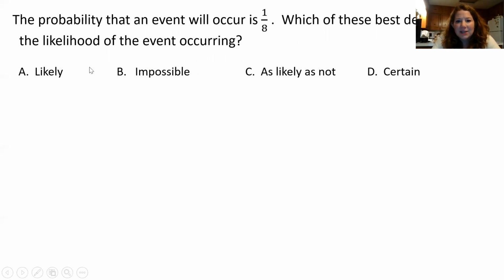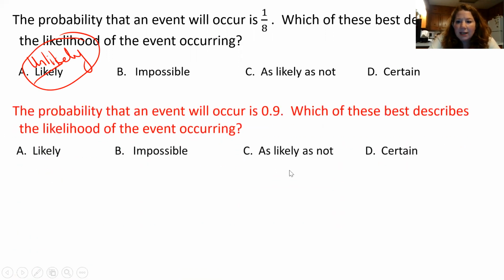I don't like any of these questions. It's not certain. It's not as likely as not. It's not impossible, but the answer would be unlikely. Let's change this response to unlikely. It's a bad question, everybody. Yep, that's not a good question. All right, maybe we'll do better the next time.